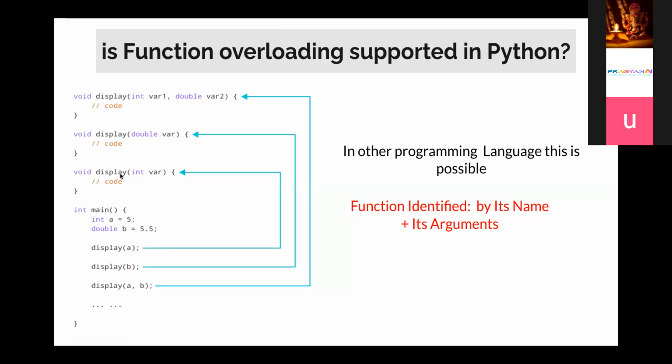For the first statement, the display name will match all three. But if you see that the number of arguments is only one, only two will be matching, this display and this display. But the type of the variable is int, so this one is not matching, only this is matching. So when I try to call display a, this function is called and will execute. When I say display b, the same thing: because b is a double, and here it is double, this doesn't match, so this will be called.